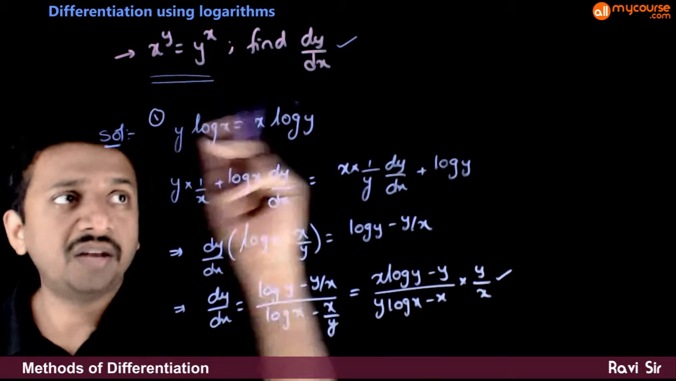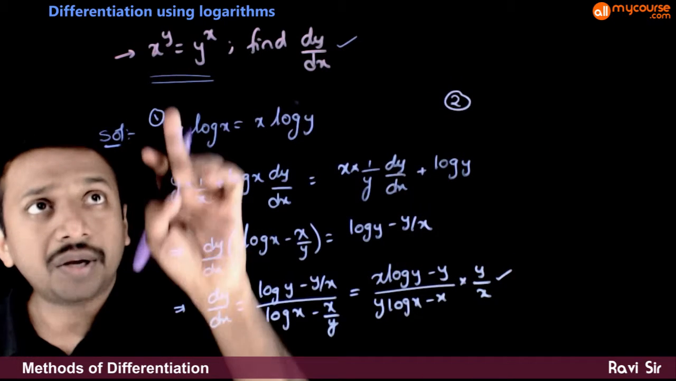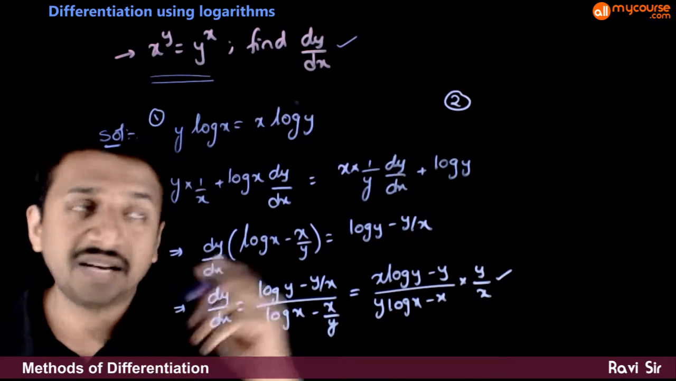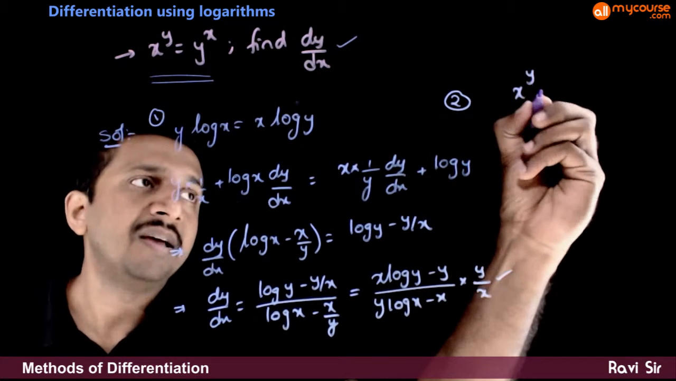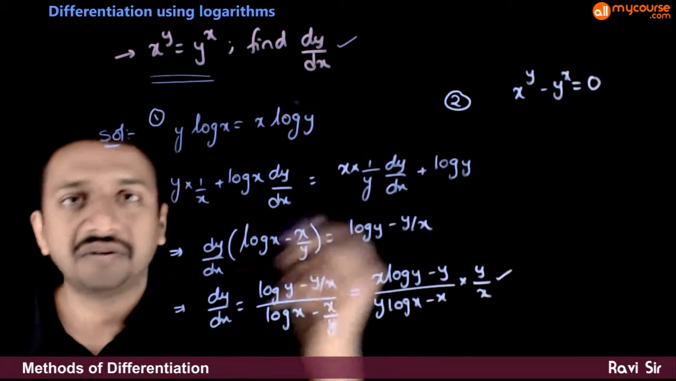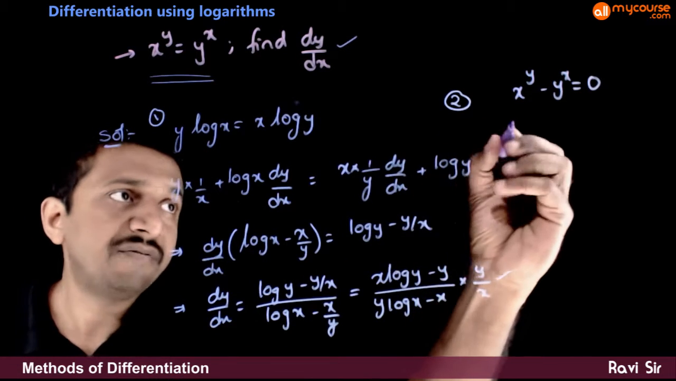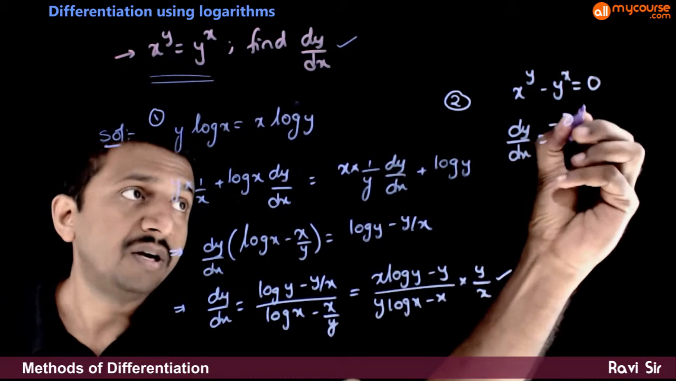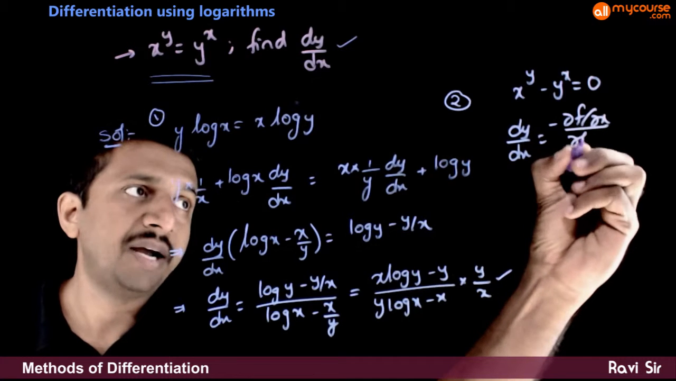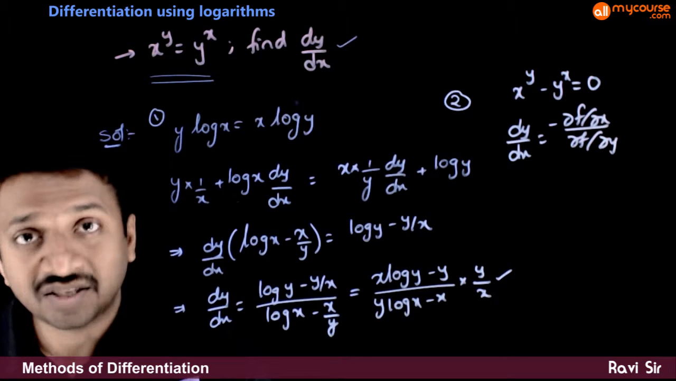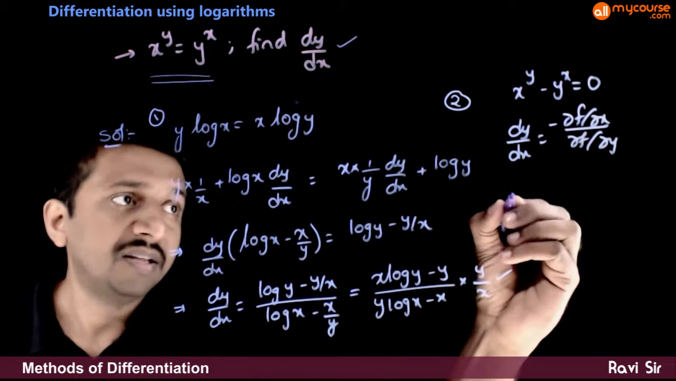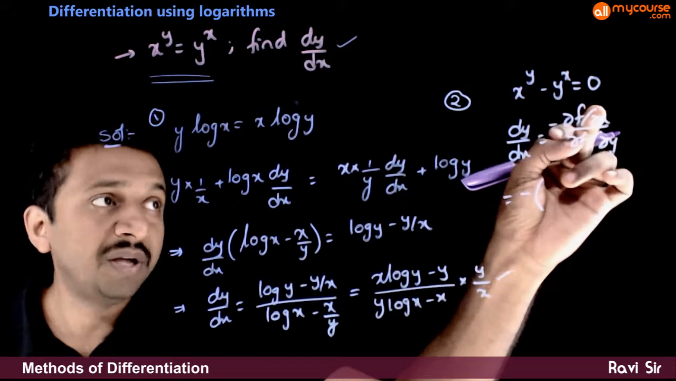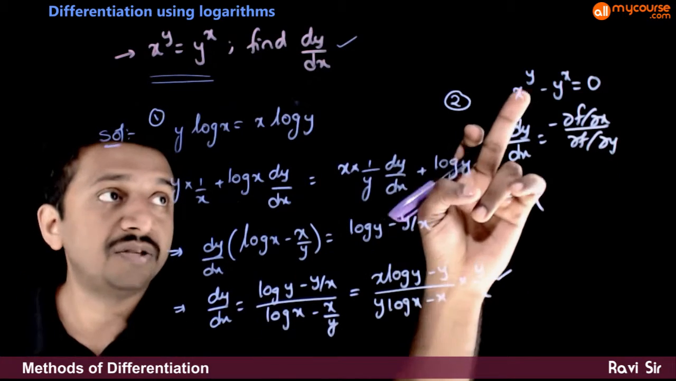The next way in which you can do this differentiation is to think of this as an implicit function, that is x power y minus y power x is equal to 0. If you have an implicit function, we know that dy by dx is equal to minus of dou f by dou x divided by dou f by dou y. This is a shortcut formula that we have seen. That is equal to minus of the differentiation of this function assuming y as a constant.